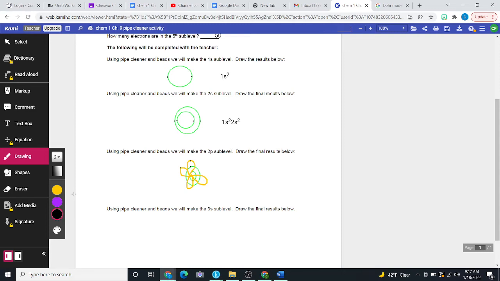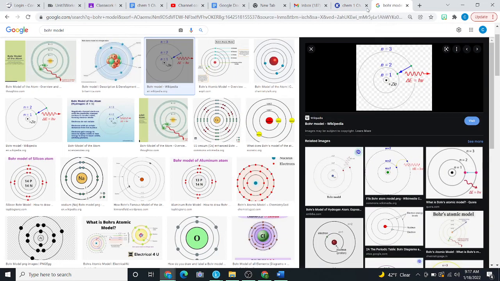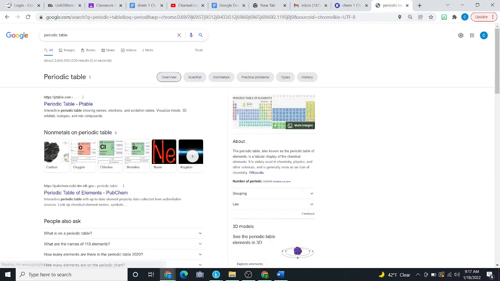So if you look at your table, who has 6 electrons, and that's going to be, oh gosh, I just went completely blank. It's going to be your oxygen. Guys, I just went completely blank on my periodic table.